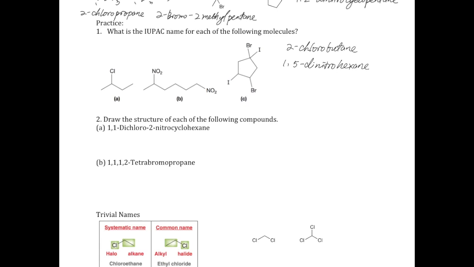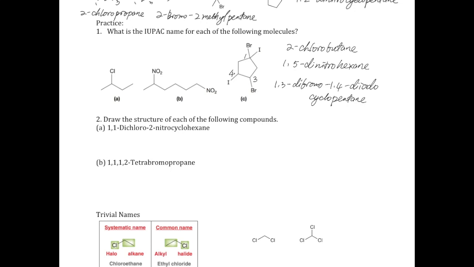Okay, the last one would be, which one do I number 3 and 4? So 1 is fixed. Again, we can do alphabetic order. So bromo comes first, then iodo. So I could do this as 3, this as 4. So it's going to be 1,3-dibromo, 1,4-diiodo cyclopentane.